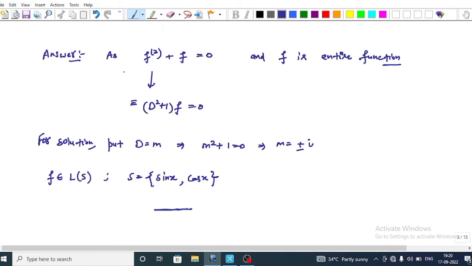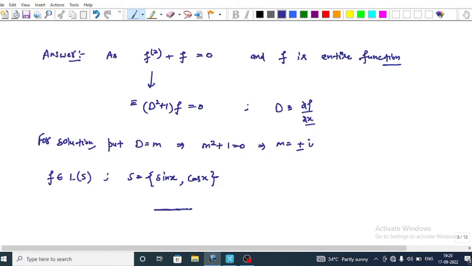As we know that f'' + f = 0, where f is an entire function, this can be written as (D^2 + 1) f = 0, where D is the differential operator with respect to x. Now for the solution, put D = m. This implies m^2 + 1 = 0, which implies m = ±i.